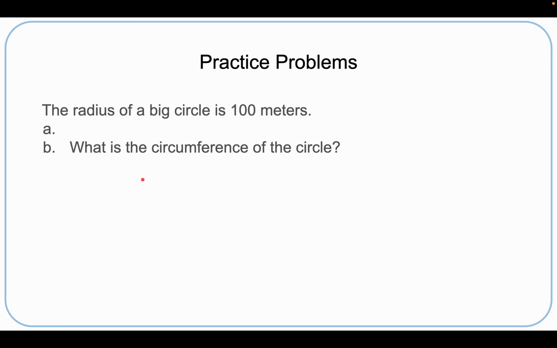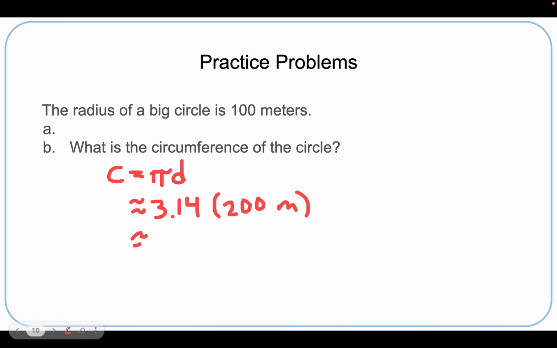What is the circumference of the circle? Our formula for circumference is pi times diameter. So that's approximately going to be 3.14 times 200 meters. When we multiply that out, we get 628 meters is the circumference of the circle.